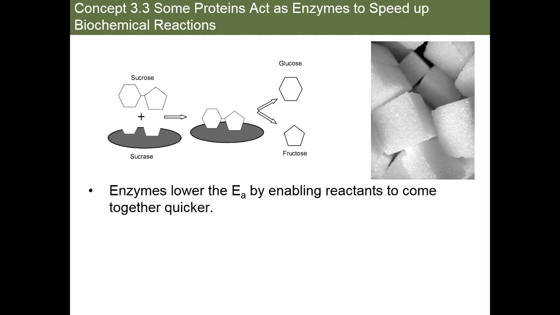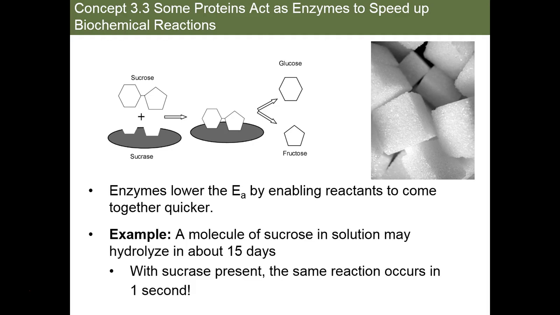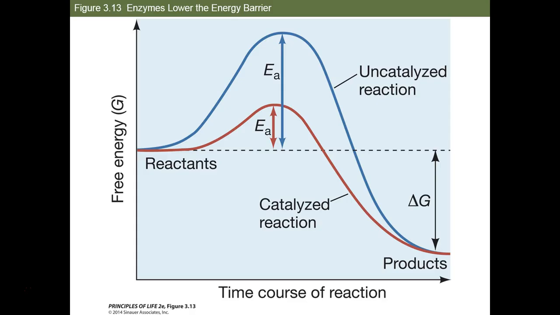To get around this hot dilemma of being able to activate reactions, organisms use enzymes. Enzymes lower the activation energy by enabling reactants to come together quicker. For example, a molecule of sucrose in solution may hydrolyze into glucose and fructose in about 15 days. By adding the enzyme sucrase, the same reaction would occur in 1 second, which, as you can see, is a lot faster.